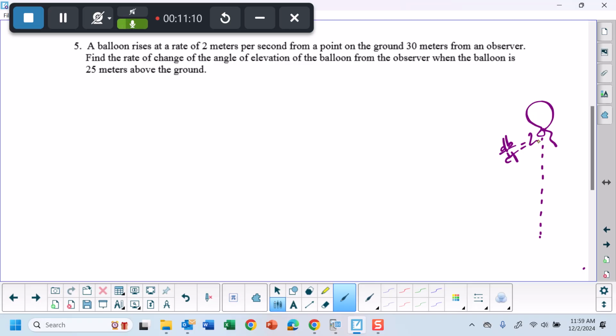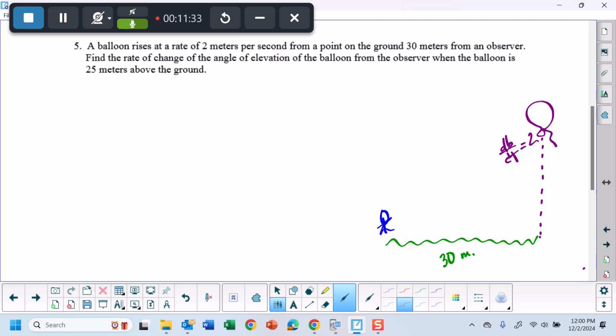From a point on the ground 30 meters from an observer. So here's our grass, and here's our observer. And I know that this is 30 meters. And this one's going to be an easy one for me because that's not changing. He's not moving. Find the rate of change of the angle of elevation.